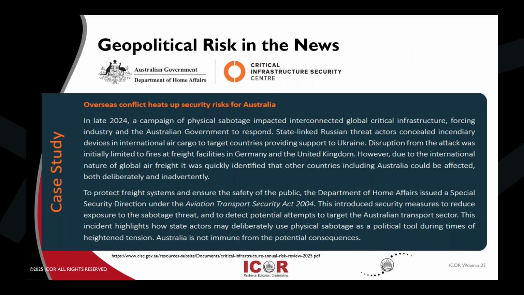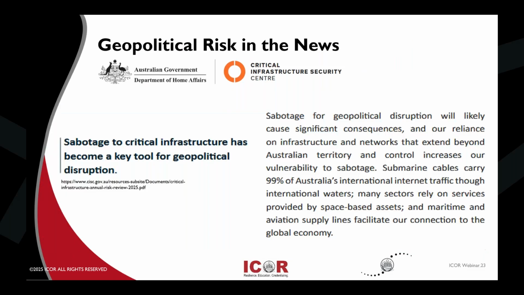And this is another example of how state actors like Russia may deliberately use physical sabotage as a political tool during times of heightened tension. And just understanding that Australia, like any other country, is not immune from those potential consequences, and that we all need to recognize when we're talking about risk drivers and scenarios is that sabotage to critical infrastructure has become a key tool for geopolitical disruption.